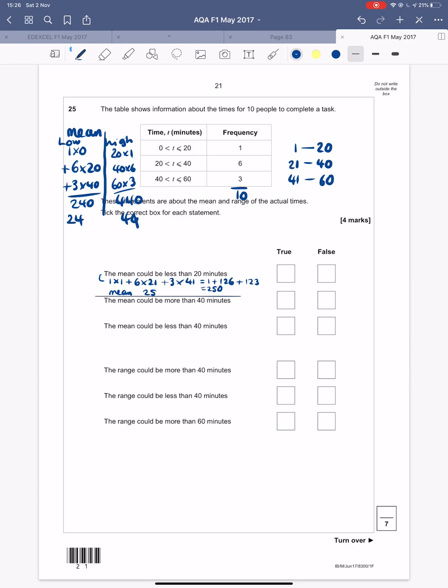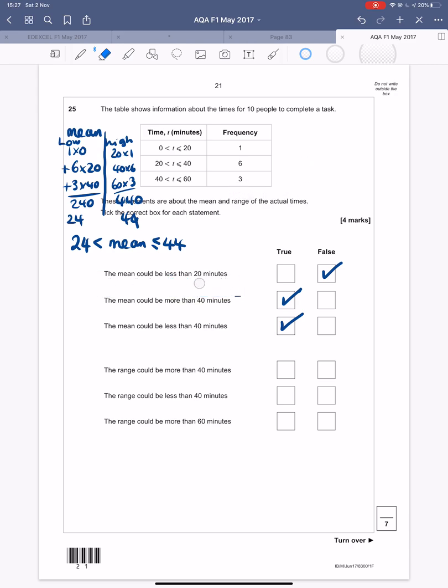So the mean could be less than 20 minutes, definitely false. More than 40, that one's possible. Less than 40, that's possible as well. So what I did over there, you can have 24 is less than the mean, less than or equal to 44. Okay, so I quite like that actually. I like what I've done there better than all that.